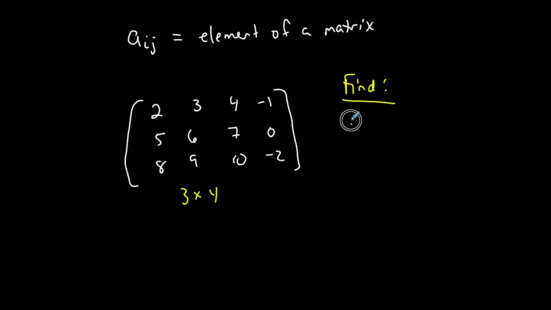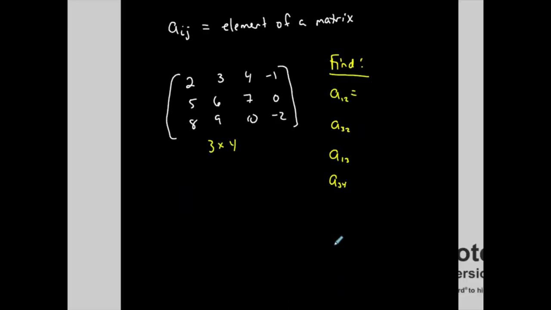Let's say that I want to find the following elements of this matrix. Find the element A12. Find the element A32. Find the element A13. Find the element A34. For example, if I say find the element A12, that means find the element that is in the first row and the second column. First row and the second column. This is my element A12. So A12 is 3.